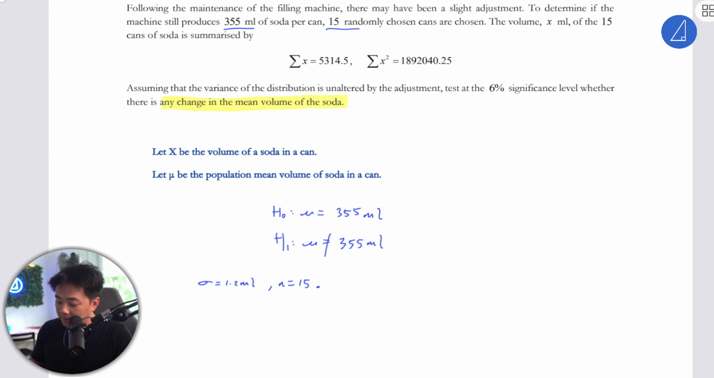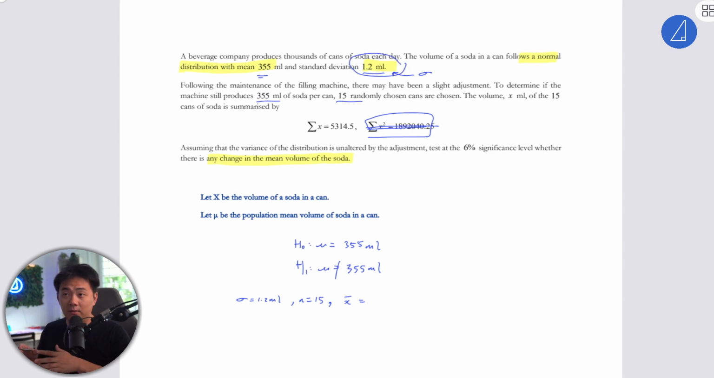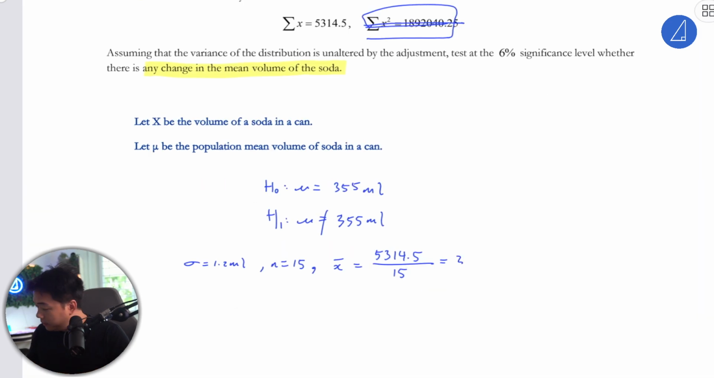Then we need the sample mean. This is where we test. This other value we don't need, the unbiased estimate of population variance, because we were already given the population standard deviation, which is the gold standard. Always use the gold standard if it is given. This is actually just a distractor. So we just divide by 15. Taking the calculator, this will be 354.3 ml.